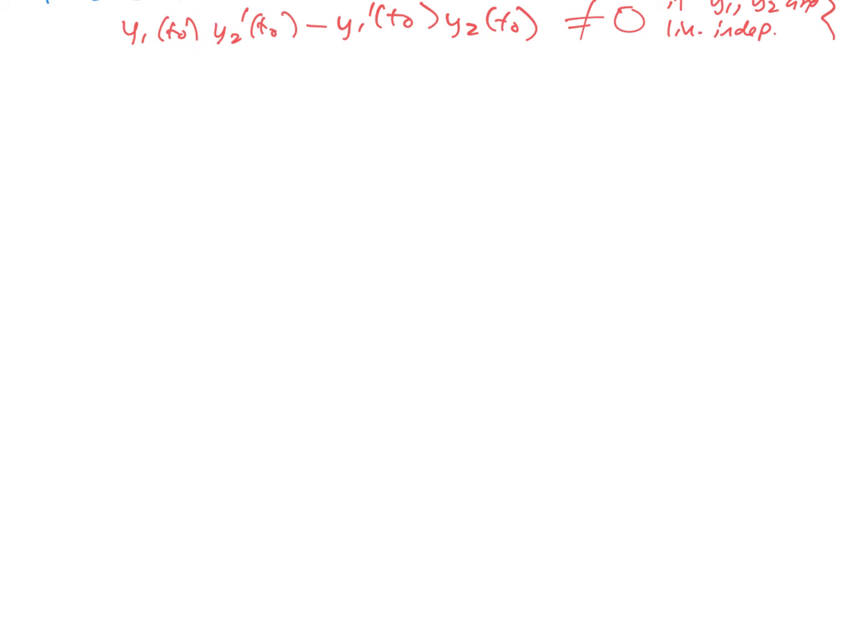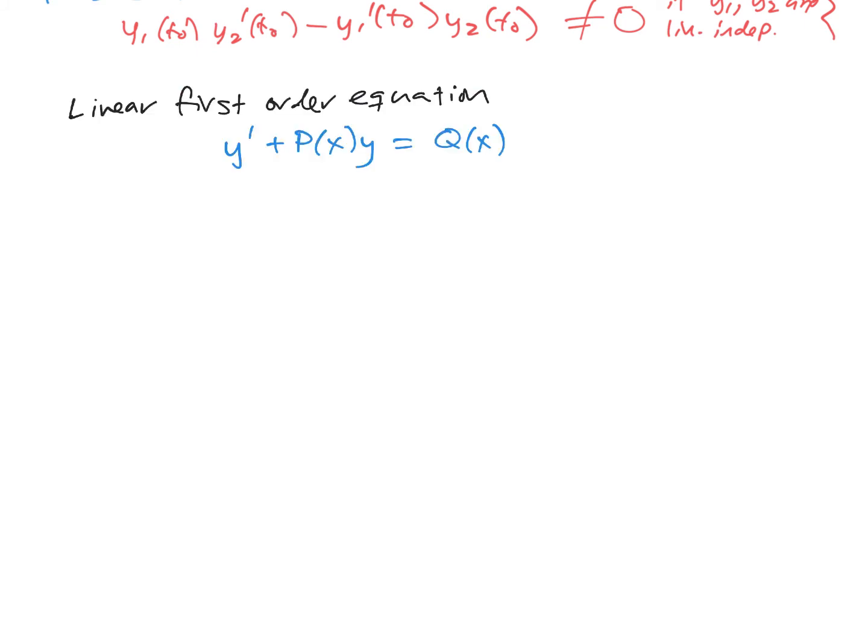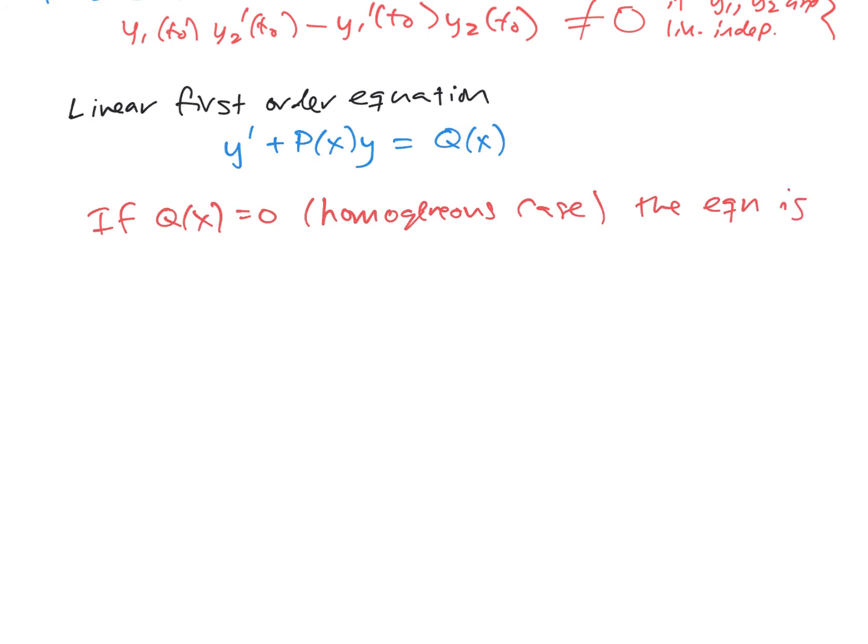So remember, we learned how to solve linear first order equations that looked like this: y prime plus some function of x, p of x, y equals some q of x on the right-hand side. And if q of x equaled 0, that would be our homogeneous case, then the equation is separable, and you can see that the solution is going to look like this: y equals c times e to the negative integral of p of x, which you can get by moving the x's to one side.